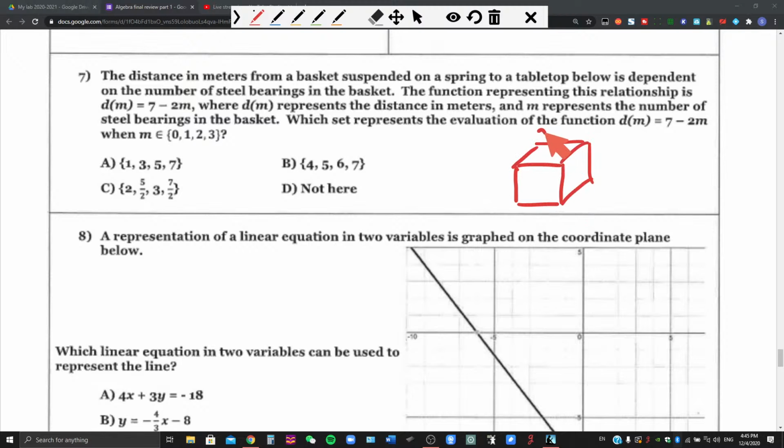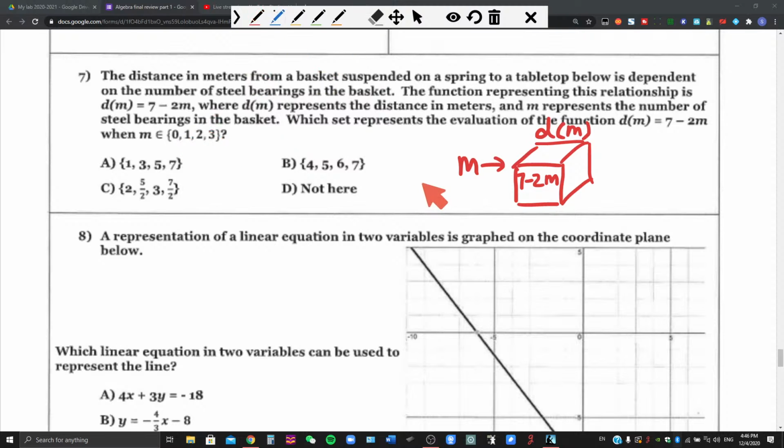And we call it D. This D takes in M as an input, so it's called the function D of M. It takes in M, and the rule is 7 subtract 2m. They are asking, if I input different values of m from 0, 1, 2, 3.